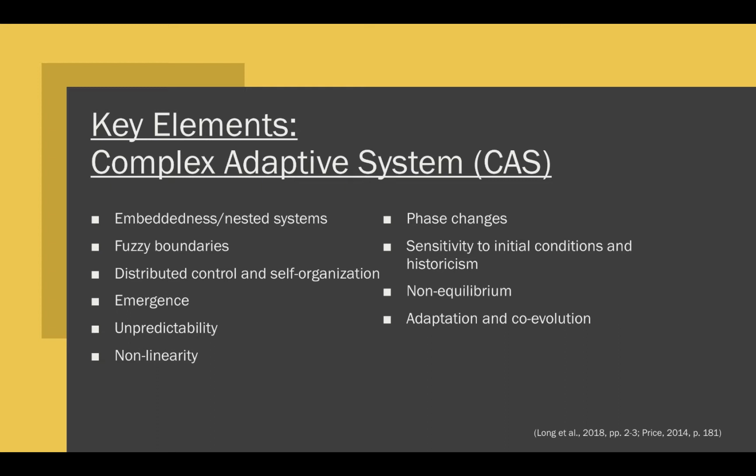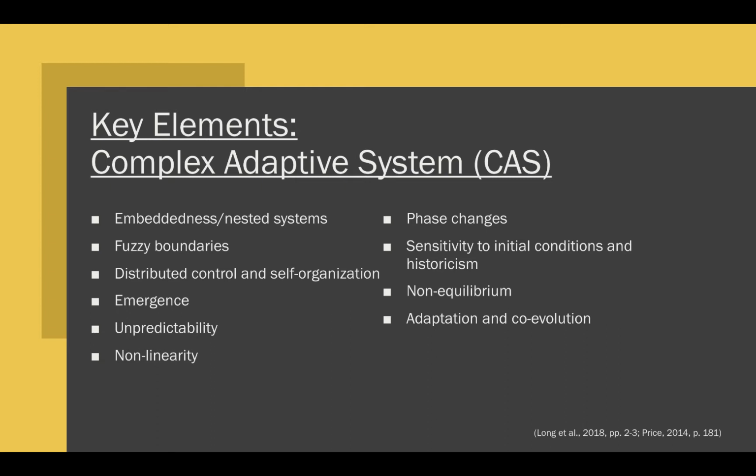Emergence. Interactions between agents create system outcomes that are not directly intended and are greater than the sum of the individual agent behaviors. Unpredictability. The behavior of a CAS cannot be predicted due to its nonlinearity, sensitivity to initial conditions, and historicism. Nonlinearity. The magnitude of system input and agent interactions is not linearly related to the magnitude of changes in the system. A CAS can react suddenly to minor inputs or fail to change despite overwhelming external pressure. Phase changes, where a small change in the system inputs results in a qualitative change in the system state.